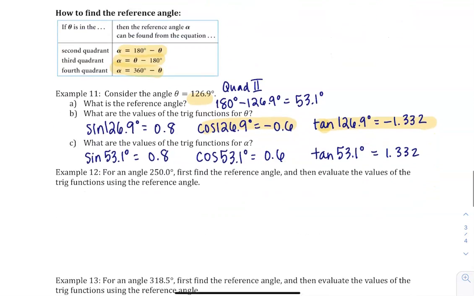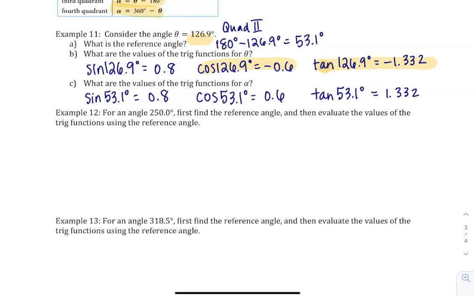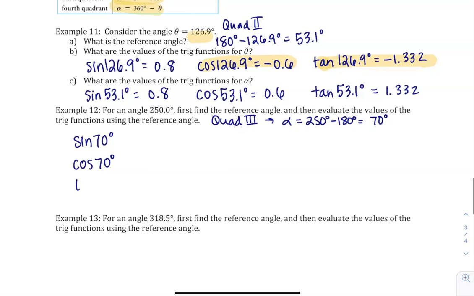So let's look at this again with 250 degrees. So here, that is in quadrant 3. And so we need to figure out alpha is 250 degrees minus 180. That's our rule there. So we're looking at a 70-degree angle. So let's just do sine, cosine, and tangent using the 70-degree angle.